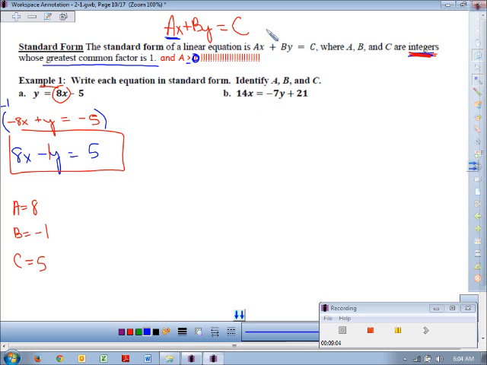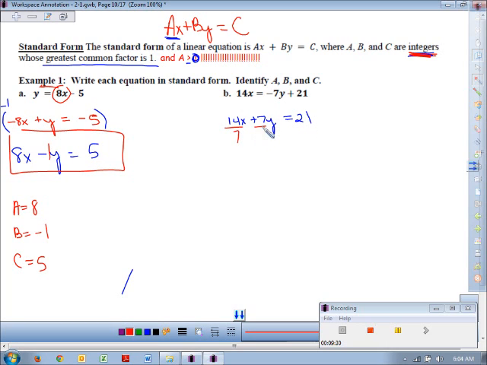So got to put it in the right order first. You need the guy with the x first, which that's good. We got to add 7y over, so that'd be plus 7y, and that would equal 21. So far we're in the right order, and the a value is positive. But now we got to see what the GCF is between all of these. Doesn't 7 go into every single one of these? 7 goes into 14, 7 goes into 7, 7 goes into 21.